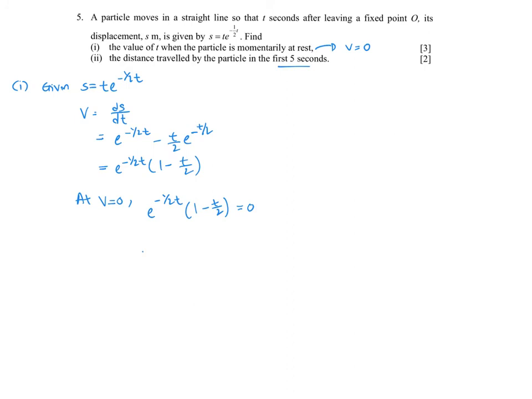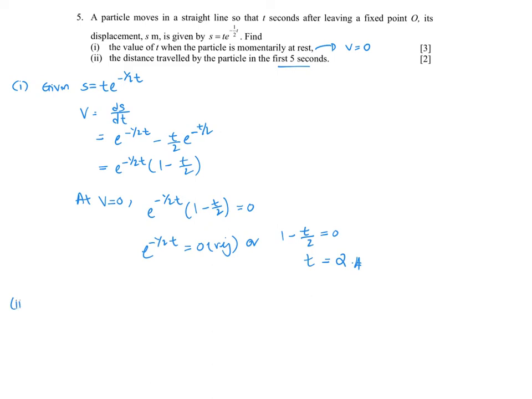Eventually we'll have e to the power of negative t over 2 equal to 0, which we know is not possible because the exponential graph can never be 0. Or we have 1 minus t over 2 to be 0, which we can solve to give us t to be 2. So the value of t here will just be 2.